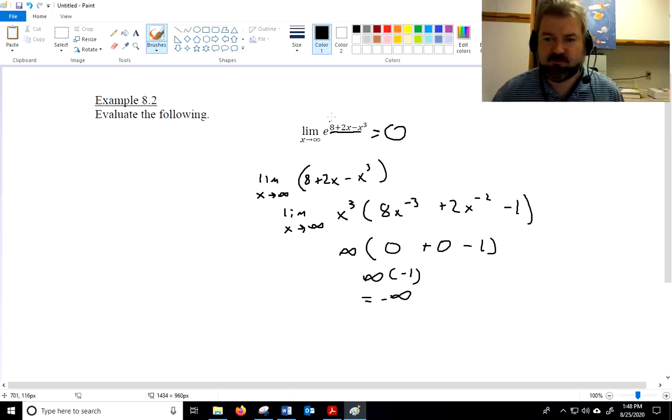What we need to realize is that this is really the limit as some number, if you will, which is the result, maybe I'll call it y, is the result of 8 plus 2x minus x cubed as I plug in infinity there. And this is y going to negative infinity. That's what's happening, is that we have a number here going to negative infinity, and e to a number going to negative infinity is going to 0.